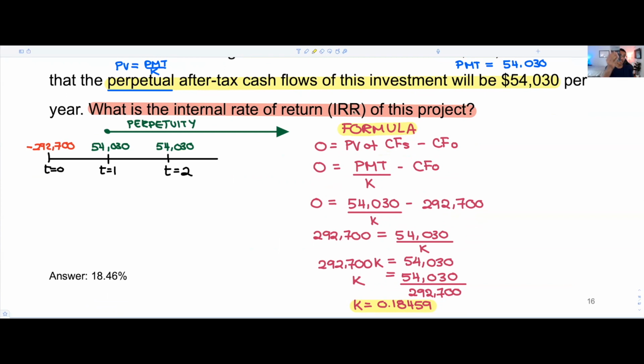What you're going to do is you're going to press CF, okay? Now you have data from the past. I need you to clear that. So press second, then this number here is going to clear everything. You're going to plug in your CF0 as being 292,700. Press minus, you're going to enter that. Then for C01, once again, you're going to plug in 54,030.